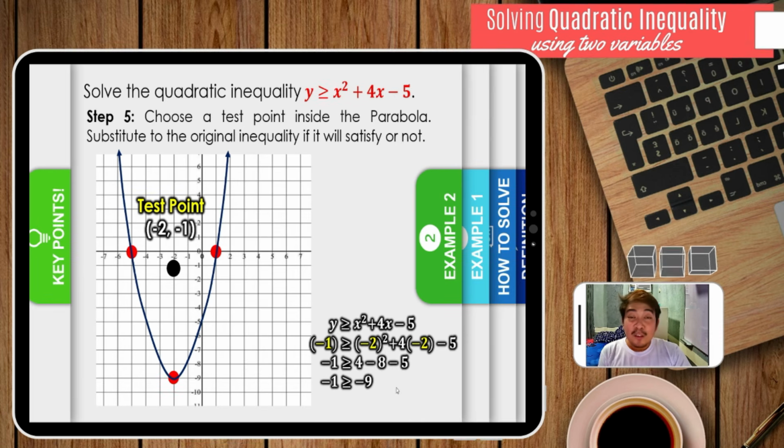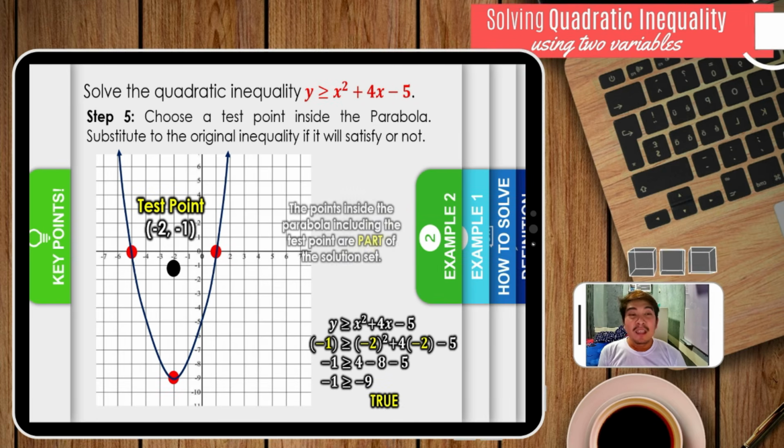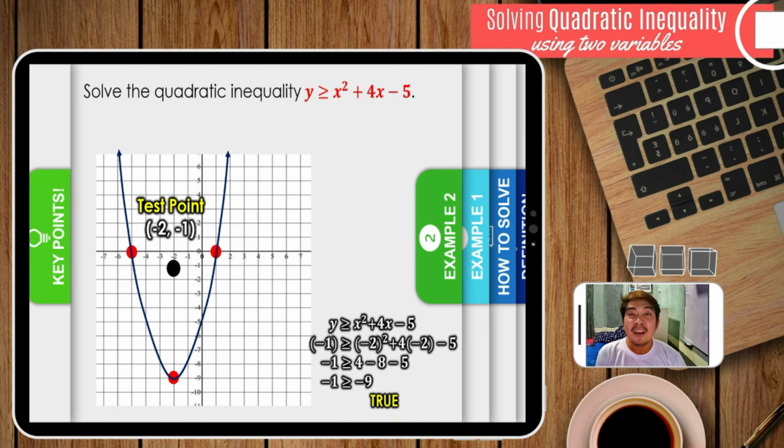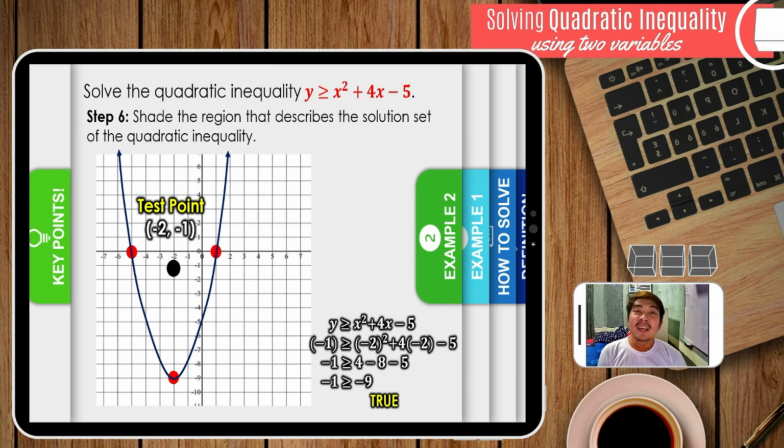O ngayon, is this true or false? Mas malaki ba si negative 1 kaysa kay negative 9? Okay, so that is true. So meaning, the points inside the parabola, the test point including the test point, are part of the solution set. So next, magsha-shade na tayo ngayon. Okay? Shade the region that describes the solution set.